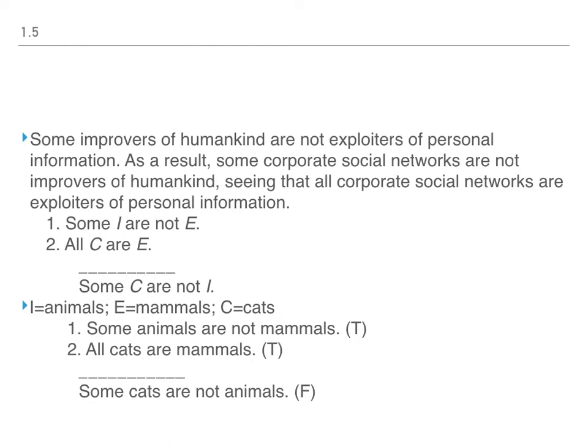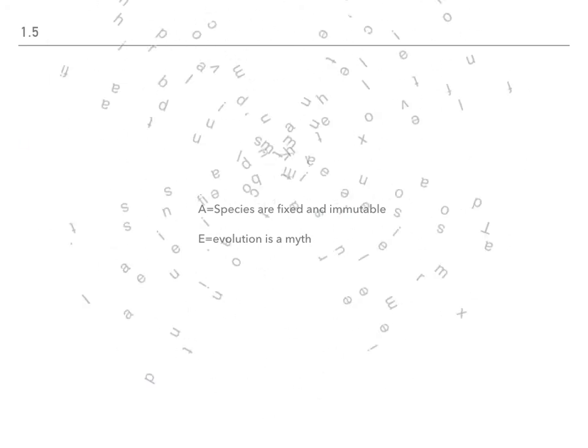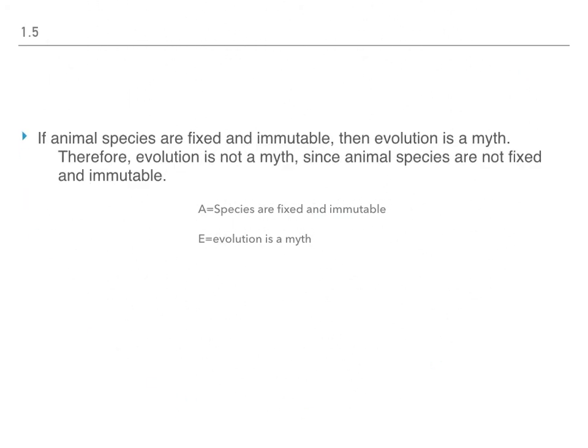Okay, I see my animations are out of order here, but it doesn't matter. Let's just look at the argument pattern there. Now we're going to switch from talking about categorical syllogisms to talking about hypothetical syllogisms. These are importantly different from categorical syllogisms because they relate propositions. So notice the sentence, if species are fixed and immutable, then evolution is a myth. That's a conditional statement.